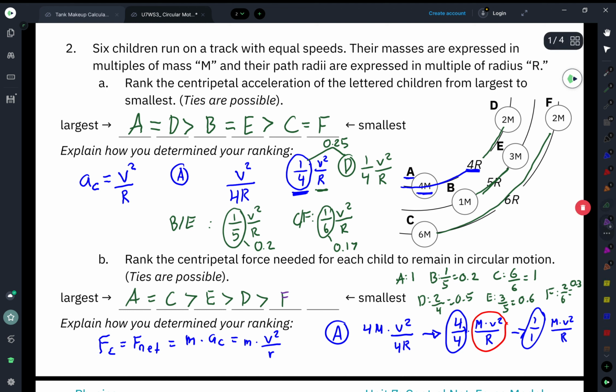Oh, how'd that go purple? And sorry about the color change there. I must have tapped the purple instead of the green.